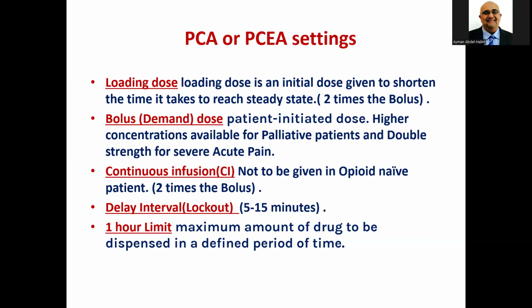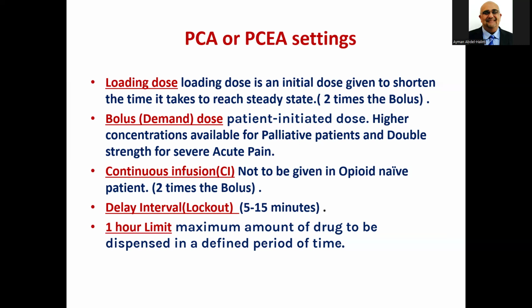Usually, the continuous infusion is 2 times the bolus. Delay interval is the interval between different bolus of demand doses. And it depends on the Cmax of the drug, or in other words, the time to reach the peak for the drug. So something like fentanyl might need a shorter duration, like maybe 6 minutes, while, for example, morphine needs longer period, like 15 minutes, because it takes longer time to reach the peak. Hydromorphone, because of the solubility is somewhere between the fentanyl, which is highly lipid soluble, and the morphine, which is more water soluble, so it would be probably around 10 minutes.